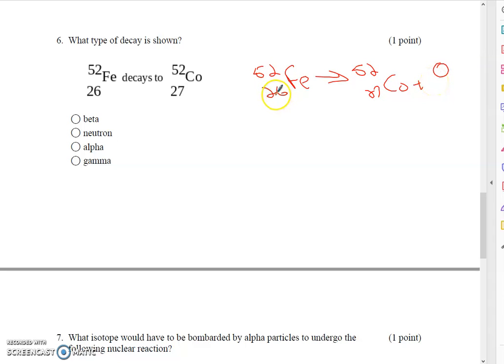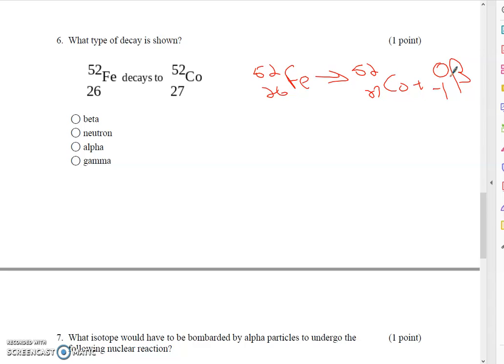Now the odd thing here is you're going from 26 to 27, which means mathematically this has to be a -1 for this to add up to 26. So that ends up being a beta particle. Beta is the odd one where we were saying a neutron in the nucleus splits apart into a proton and an electron, and the electron gets shot out of the nucleus at high energy, and that's where this beta particle is coming from.